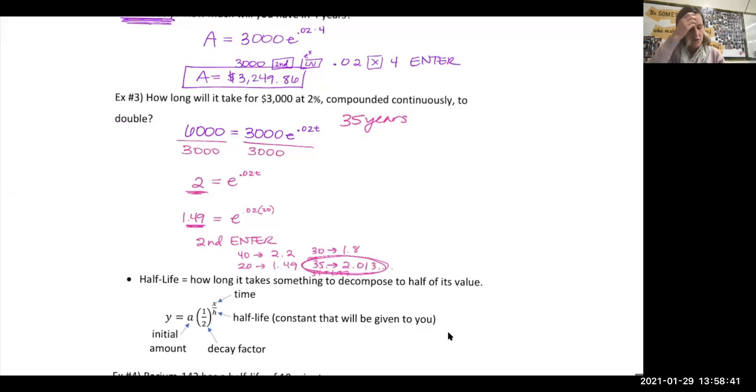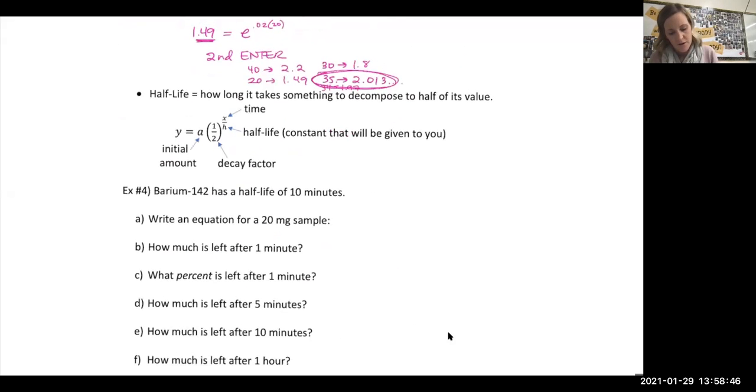Okay, stop sharing that. Let's reshare the notes. Okay, so that's that. Last thing is half-life. And with half-life, there is an equation again. Half-life is just how long something takes to decompose to half of its value. So this is the formula that you're going to use for half-life.